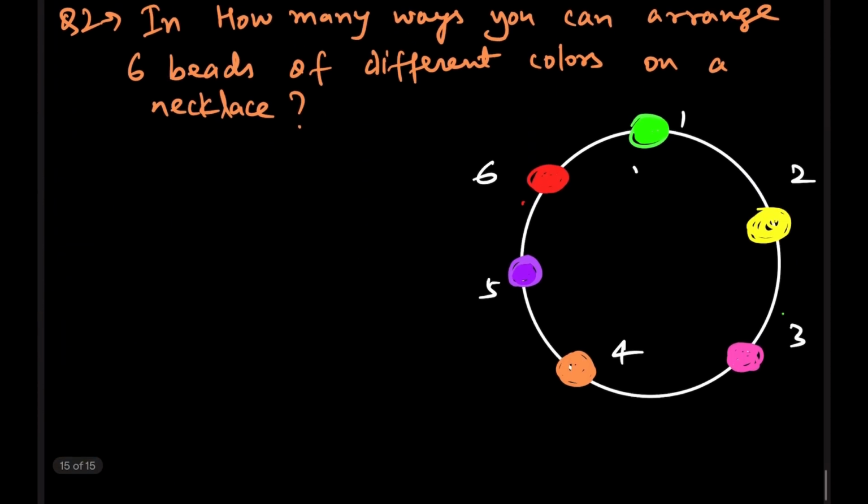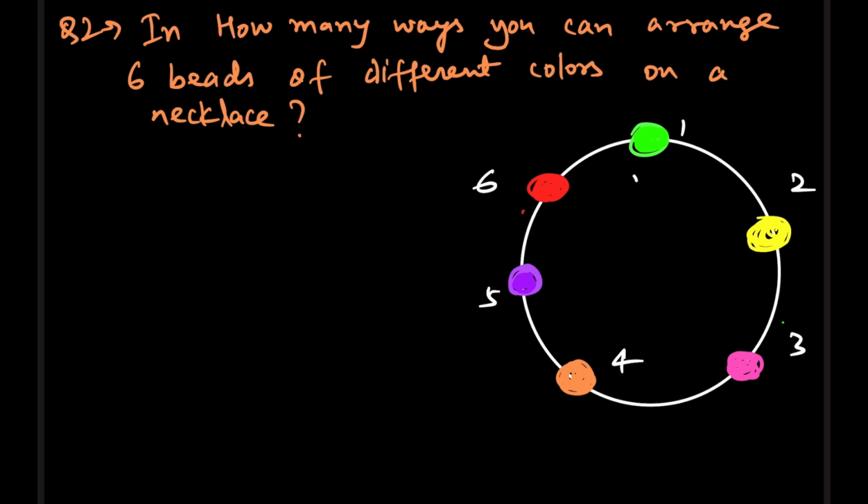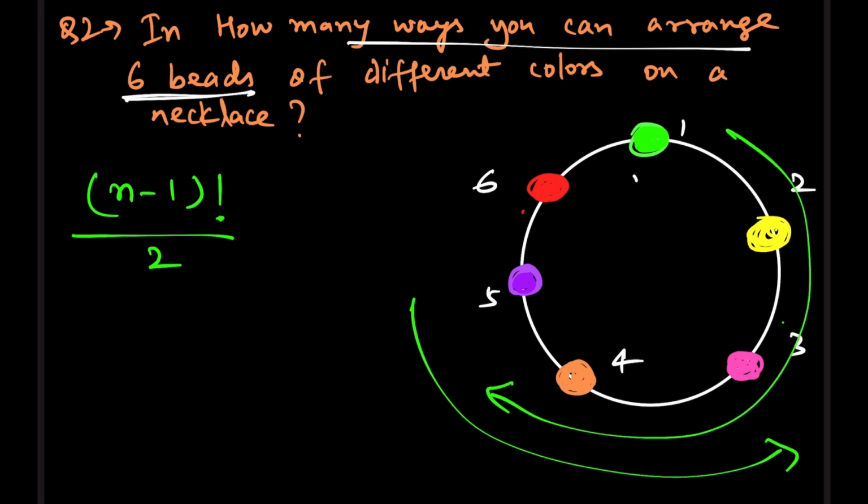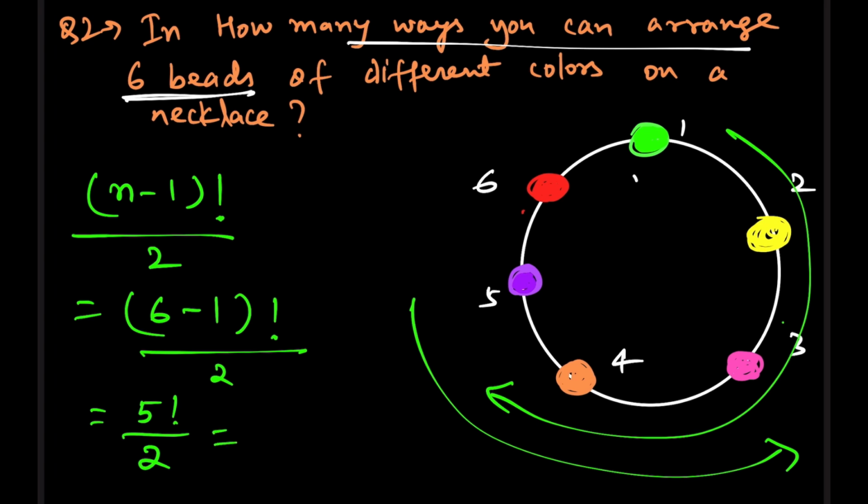Let's see one more question. In this case we have a necklace with beads of different colors. In total 6 beads are there, and we are asked how many total arrangements, or permutations, are possible. We have seen that in such questions we do n minus 1 factorial divided by 2, because clockwise and anti-clockwise are not different, they are the same. So 6 minus 1 factorial divided by 2, that is 5 factorial divided by 2. How much is it? It is 120 divided by 2, that is 60 ways. So these are two simple and direct questions based on circular permutation.